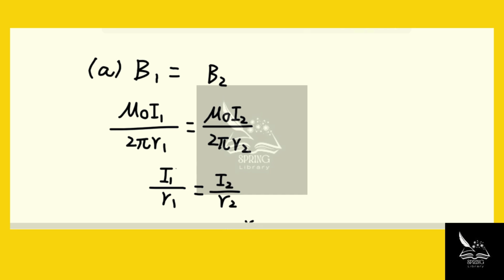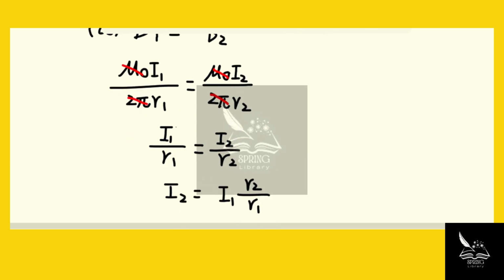Okay, so for this question, the magnitude of the magnetic field due to wire 1 should be equal to the magnitude of the magnetic field due to wire 2. So therefore, we have mu 0 I1 over 2 pi R1 is equal to mu 0 I2 over 2 pi R2. As you can tell, mu 0 over 2 pi can be cancelled out. So therefore, I1 over R1 is equal to I2 over R2.